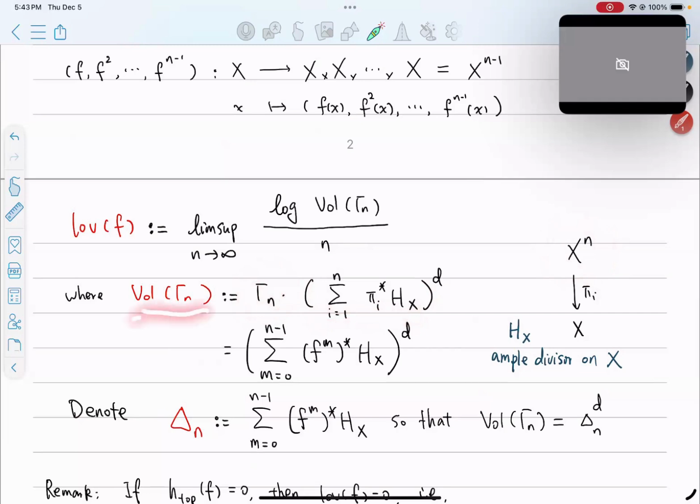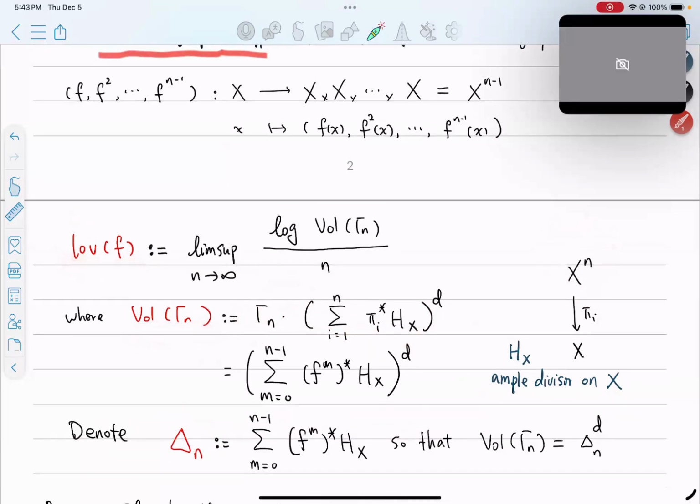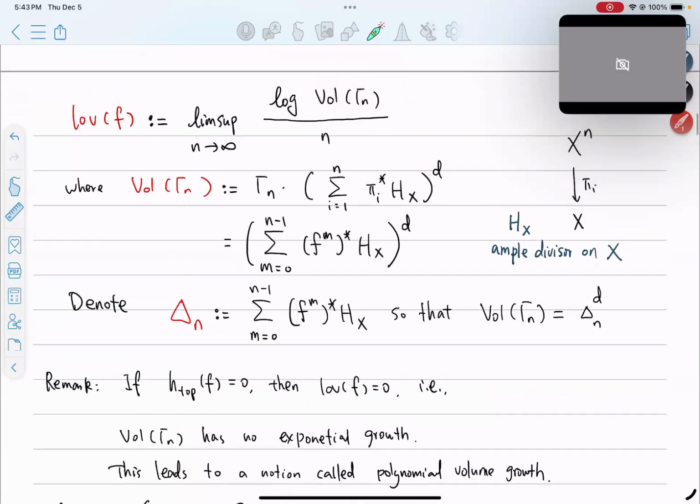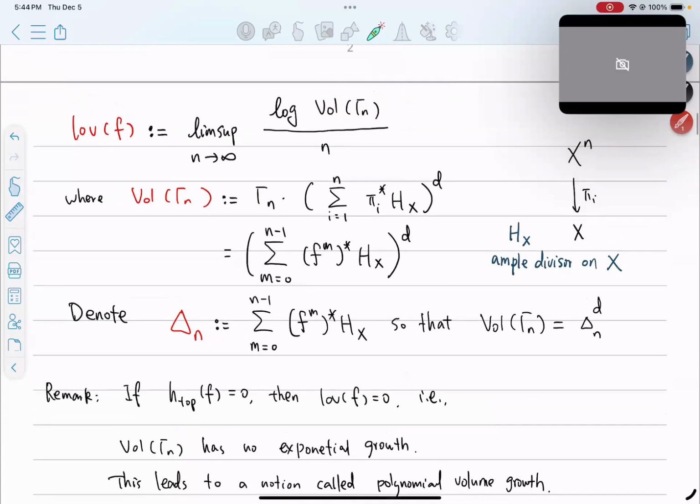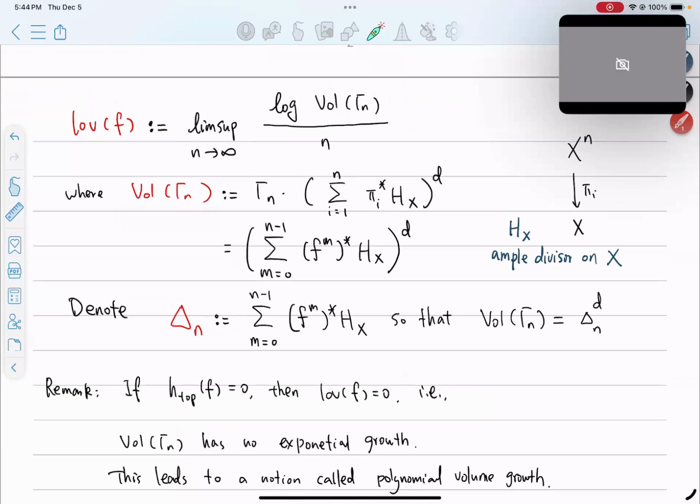Okay, so this is the volume of Gamma_n, and then lov of f is just the exponential growth rate of the volume of Gamma_n. So by definition, it is just the limit supremum of the log of the volume of Gamma_n divided by n. This number means the exponential growth rate of the volume of Gamma_n. Okay, and then just using a certain projection formula, we can show that the volume of Gamma_n is also equal to another intersection number. Here this intersection is taken in X to the n, and then you use the projection formula to go back to X itself. So it is equal to this intersection number.